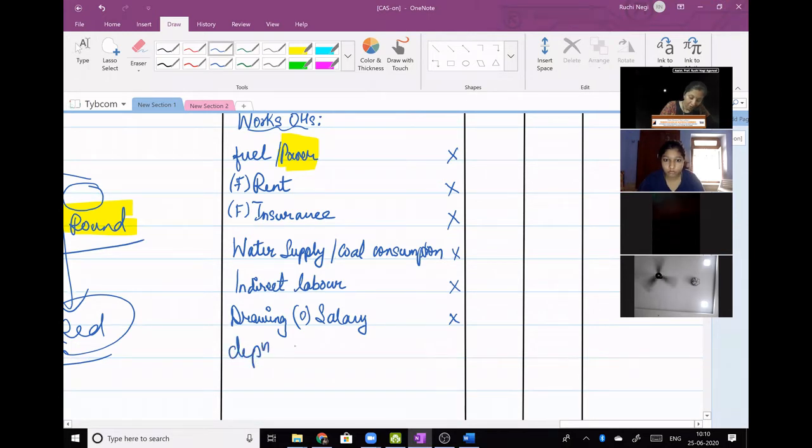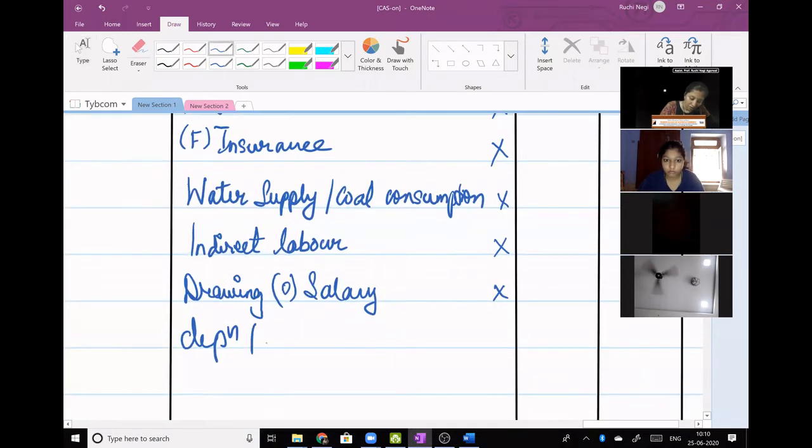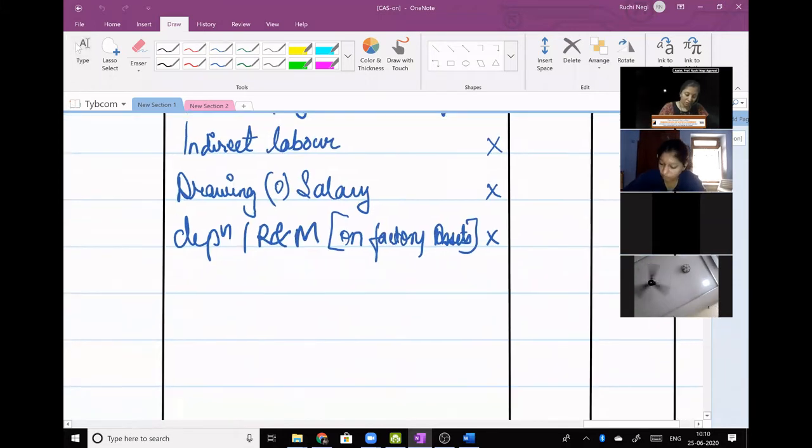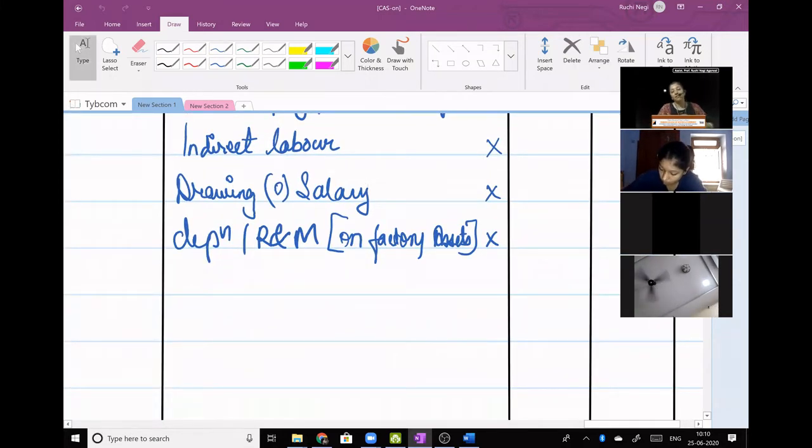Next, depreciation or repairs and maintenance on factory assets. Later on I will give you a list of factory assets. Factory assets as per CAS 1, what will come in factory assets?